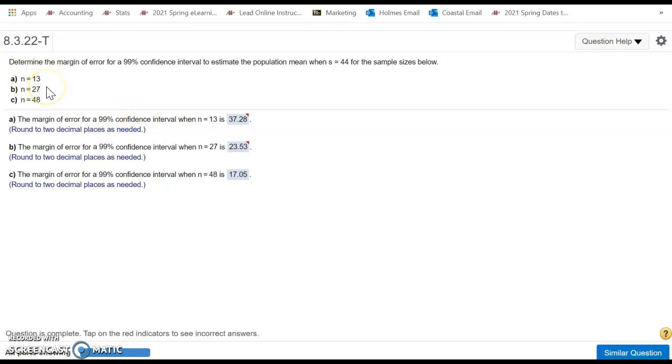Okay, let's look at this problem. Determine the margin of error for a 99% confidence interval to estimate the population mean when S, which is the standard deviation, is 44 for the sample sizes listed below. So we're given the confidence percentage and the standard deviation and the sample size.